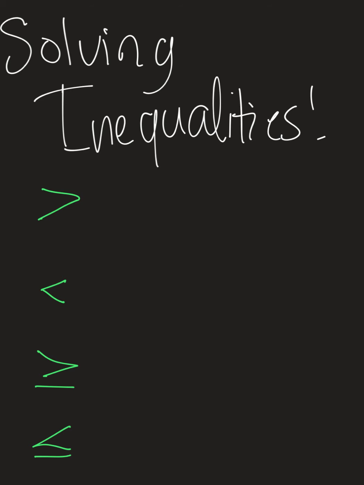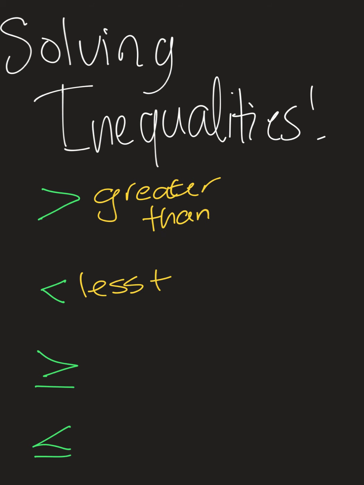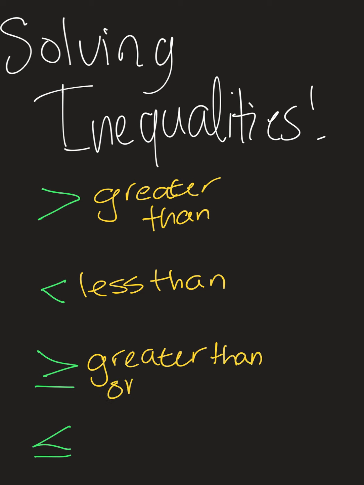In this video, we are going to talk about solving and graphing inequalities. So first things first, we have all of our inequality symbols. From top to bottom, we have greater than, next we have less than, followed by greater than or equal to, and less than or equal to.